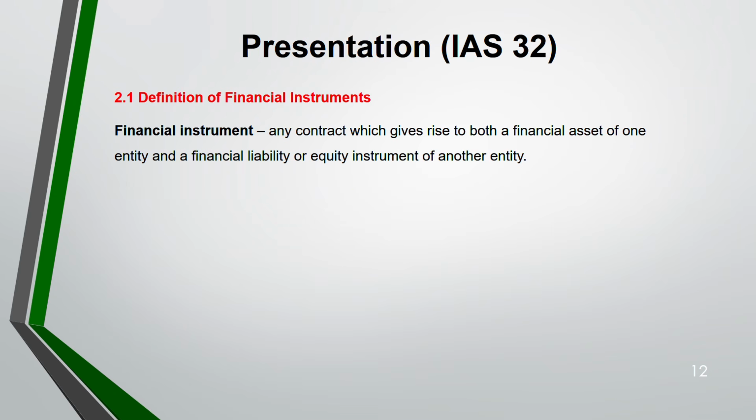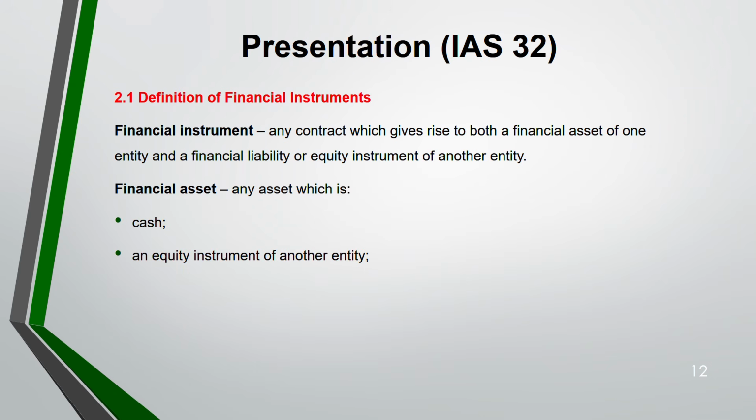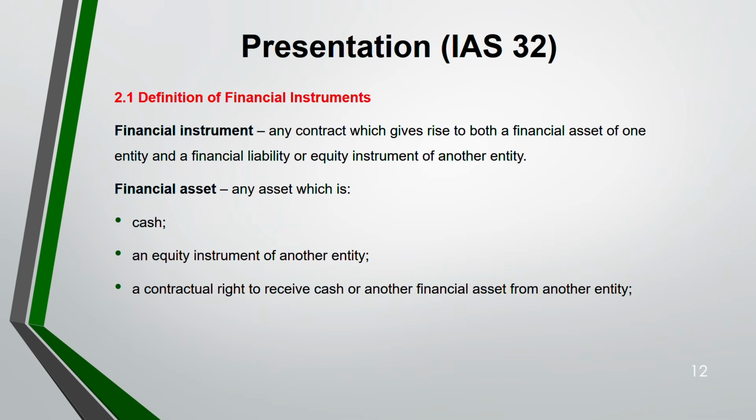Now, from there, let's see what is a financial asset. It's any asset which is cash, or an equity instrument of another entity. What does it mean? Equity instrument means when you're having shares in another company. Why? Because you're going to get dividend. That means ultimately you are going to get cash only. That's why even an equity instrument in another entity is also a financial asset for you. You're going to receive something from it.